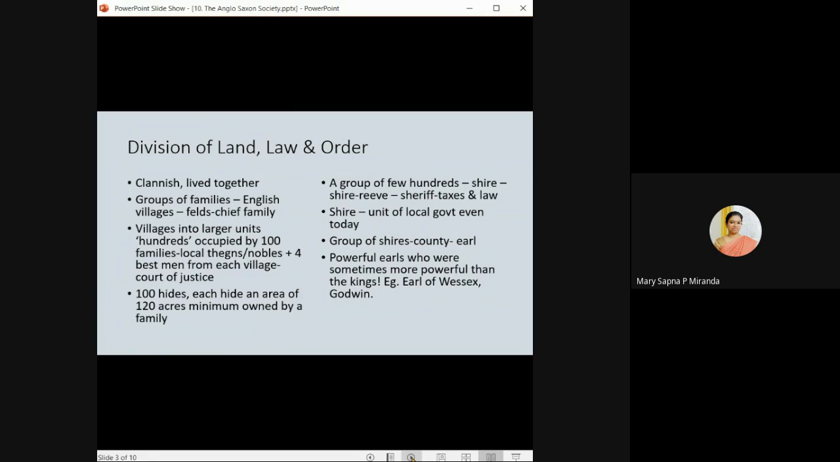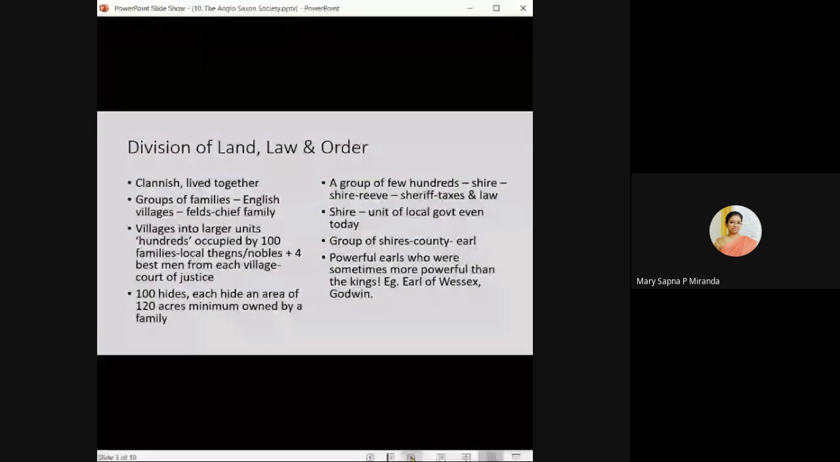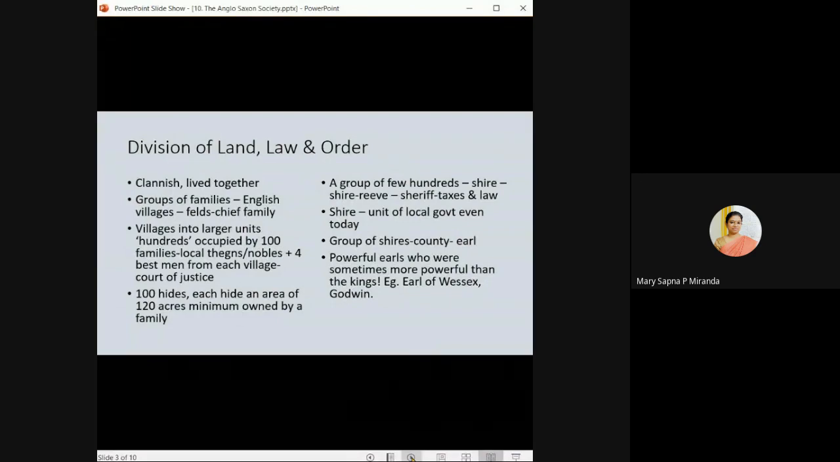There was one family which was the most powerful, so that family would be in charge of the rest of the families in the village. Many villages were grouped together into a larger unit, and these were called hundreds. So what is this hundreds? Hundreds is the unit which was occupied by 100 families, and who was in charge of these? They are the local nobles called thanes.